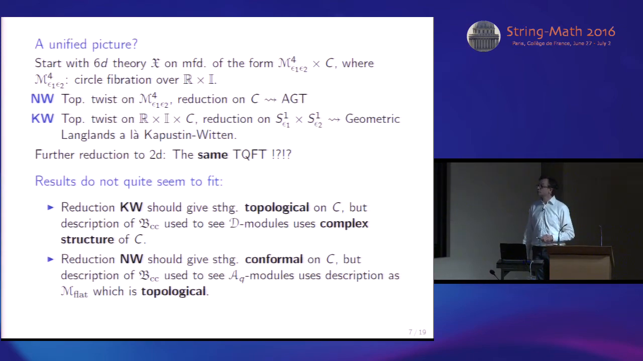The reduction à la Kapustin-Witten should give something topological on the surface, but the description that Kapustin-Witten use to see the D-module structure uses the complex structure. And some people, like David Ben-Zvi and so on, are trying to take the idea that in this framework everything should be topological more seriously and try to develop something called Betti geometric Langlands, where it is really about topological field theory only, and manifestly there is no complex structure anywhere. On the other hand, in the reduction of Nekrasov and Witten, it should give something conformal on the Riemann surface. However, somewhat amusingly, the arguments that Nekrasov and Witten used to see this action of the quantized algebra of functions on the character variety use a description of M flat, which is purely topological. Okay, so what?